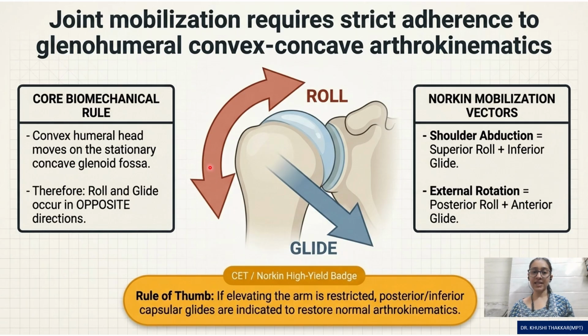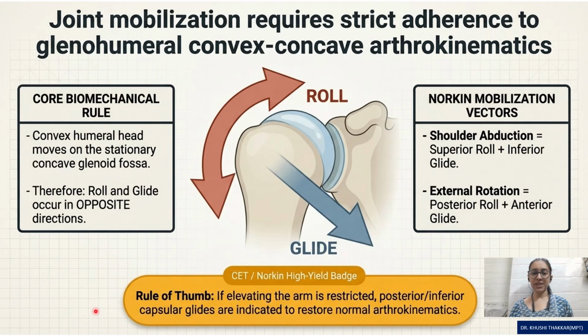Now we'll discuss the example of roll as we discussed previously. The convex humeral head moves on the stationary concave glenoid fossa. The roll and glide occur in opposite directions. Therefore, for shoulder abduction, the superior roll and inferior glide are important. For external rotation, the posterior roll of the humerus and anterior glide are necessary. Without these, the capsule and various structures will get impinged.